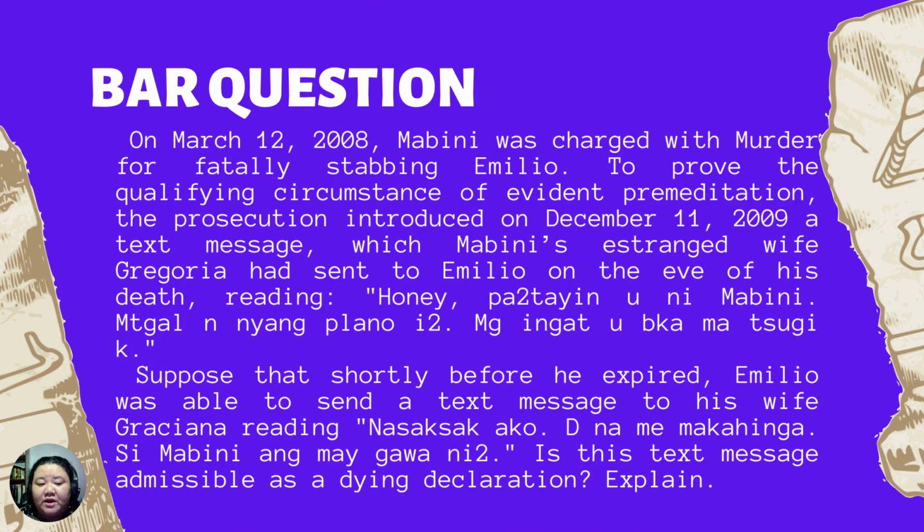Next bar question. On March 12, 2008, Mabini was charged with murder for fatally stabbing Emilio. To prove the qualifying circumstance of evident premeditation, the prosecution introduced on December 11, 2009, a text message which Mabini's estranged wife, Gregoria, had sent to Emilio on the eve of his death, reading, "Honey, papatayin ka ni Mabini. Matagal na niyang plano ito. Mag-ingat ka, baka matsugi ka." Suppose that shortly before he expired, Emilio was able to send a text message to his wife, Christiana, reading, "Nasaksak ako. Di na ako makahinga. Si Mabini ang may gawa nito." Is this text admissible as a dying declaration?